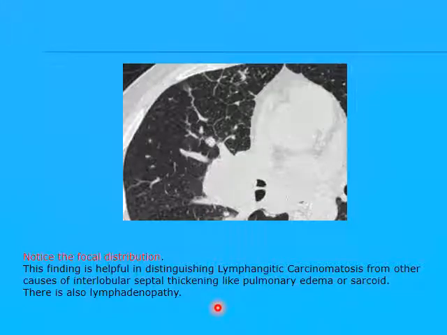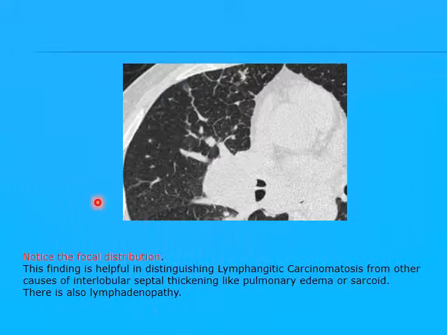The finding is helpful. The finding of focal distribution is helpful in differentiating lymphangitis carcinomatosis from other causes of interlobular septal thickening such as sarcoidosis and pulmonary edema, which tend to be diffuse. But if the affection is focal like this, you should think of lymphangitis.